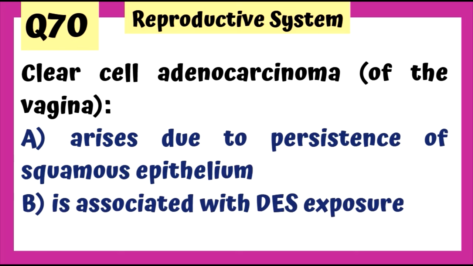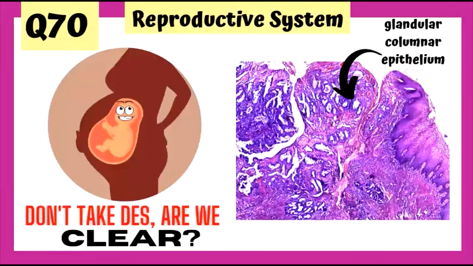Clear cell adenocarcinoma is associated with DES exposure, but it's been so long since they've been giving this, and therefore you're not going to see it too much. Here's don't take DES, are we clear? Because that's in clear cell carcinoma. Clear cell adenocarcinoma is associated with DES, and here we see the epithelium, the glandular columnar epithelium.